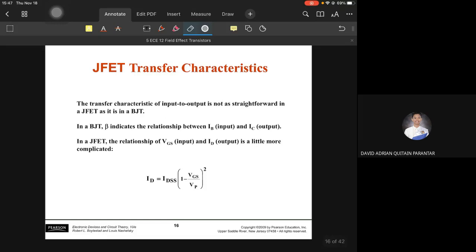Okay. Before, with the BJT, we memorized, at least without referring to the table, 4 relationships, which are the primary characteristics of the BJT. IE equals IC plus IB. IE equals beta plus 1 times IB. IC equals beta IB. And VBE is equal to 0.7. These are the 4 most important and primary characteristics of the BJT.